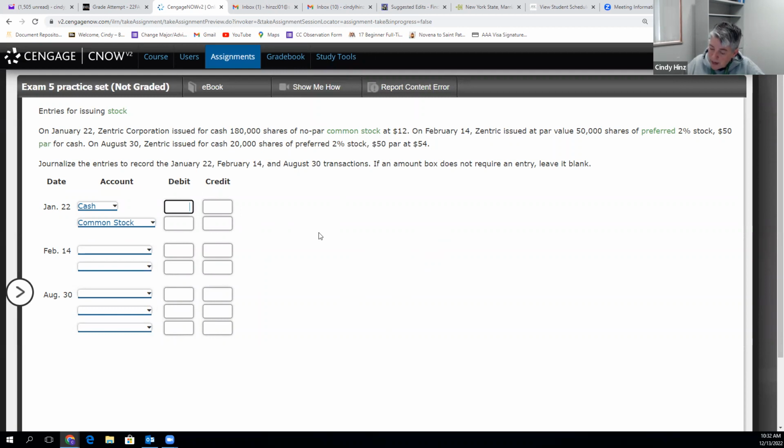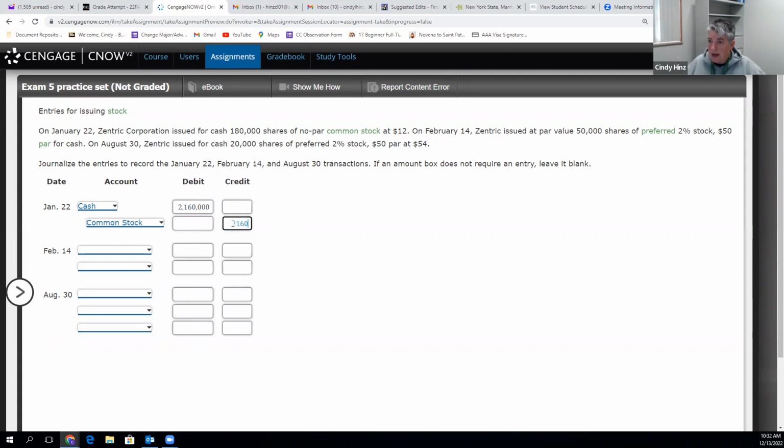So they sold 180,000 shares at $12 per share. That is $2,160,000. It's going to be added to our cash and added to the common stock account.